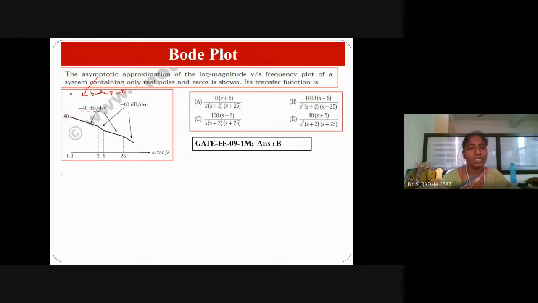So the initial slope is minus 40 dB per decade, and it is given by the 1 by s square factor. Each 1 by s gives minus 20, so here we are having minus 40. So I am taking 1 by s square.